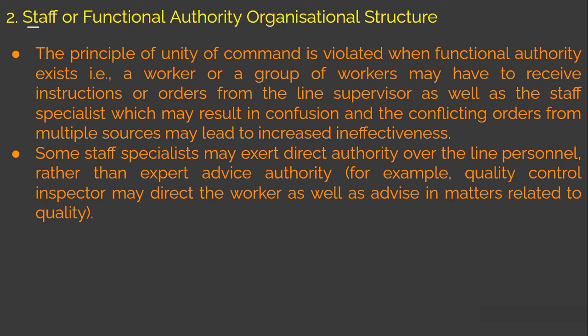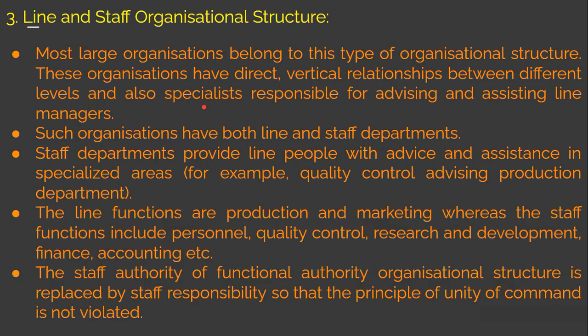And they enjoy their expert advice authority, and at that time that creates a conflict between the two personnel. So say for example, if we talk about this structure, the quality control inspector may have a direct control over the workers and they advise in their own manner, and sometimes the worker needs to follow the staff specialist in comparison to the line specialists. So this is a disadvantage of this type of structure, students, where unity of command is violated in a functional authority organization structure.